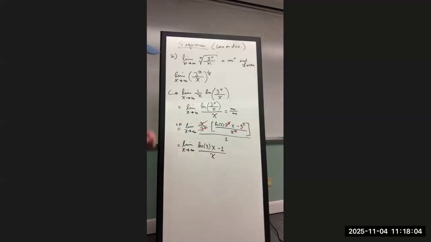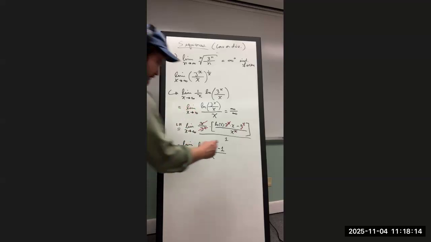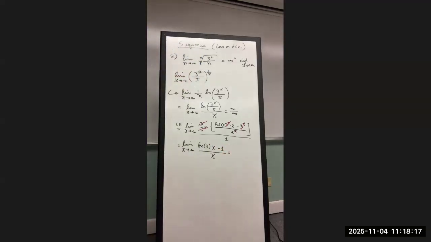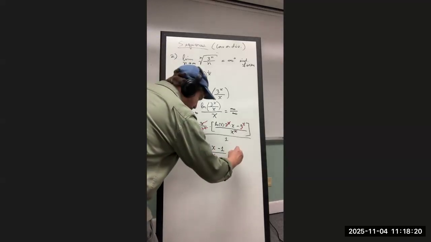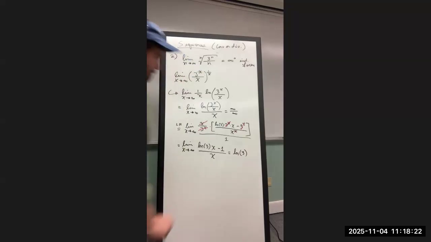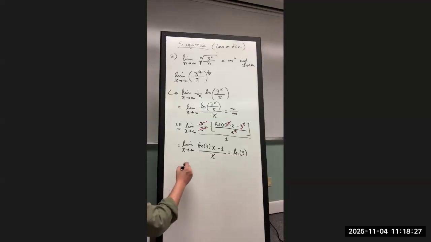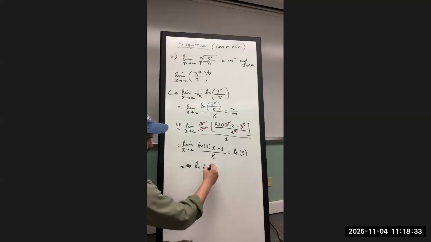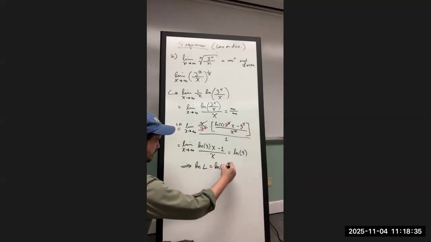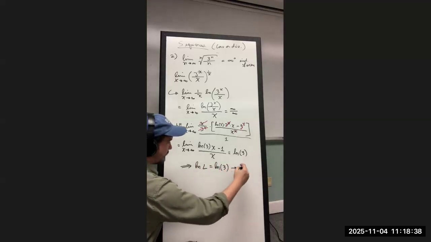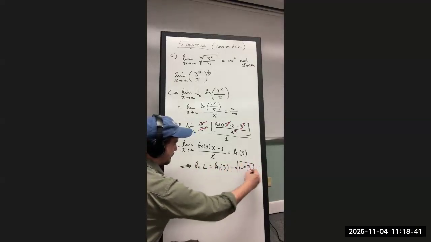So this is just a rational polynomial whose degree in the top is 1, degree in the bottom is 1. So it's going to converge to the ratio of leading coefficients, which will just be the natural log of 3. And yet again, we're going to translate this back into what we want. So that says the natural log of our limit is equal to the natural log of 3. Therefore, our limit is 3.